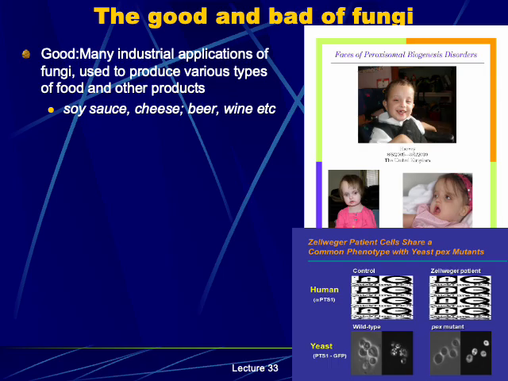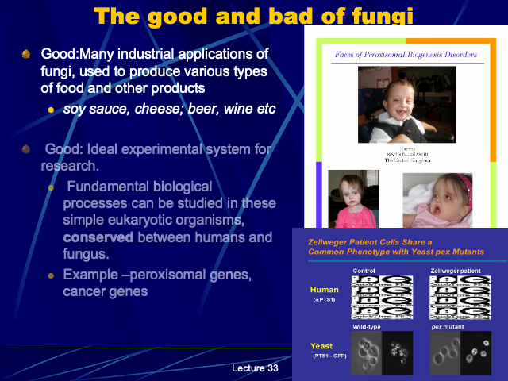Secondly, which is not as well known but really important, fungi are a model experimental system to understand other eukaryotes, including human beings. So we say they're a good system for research. By studying a yeast or a mold, you can learn a lot about what happens in human beings. Fundamental biological processes studied in simple eukaryotes like yeasts and molds can be used to understand humans, because there are a lot of similarities between humans and fungi.